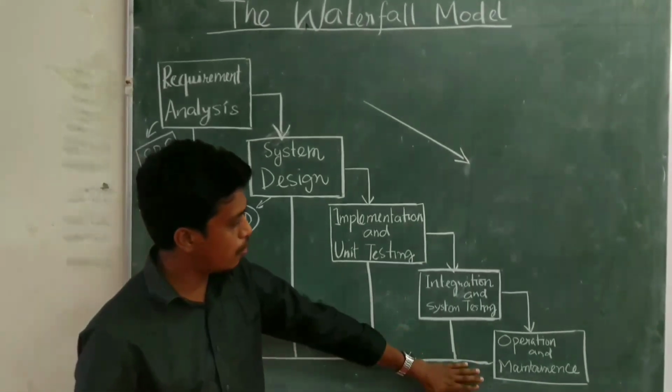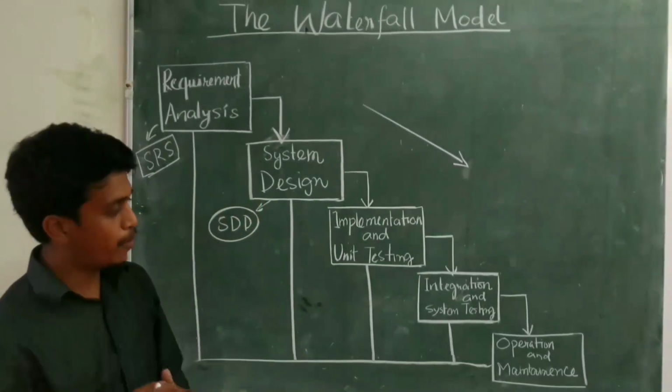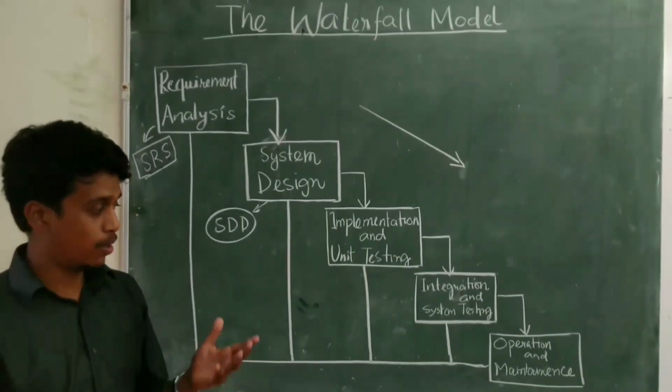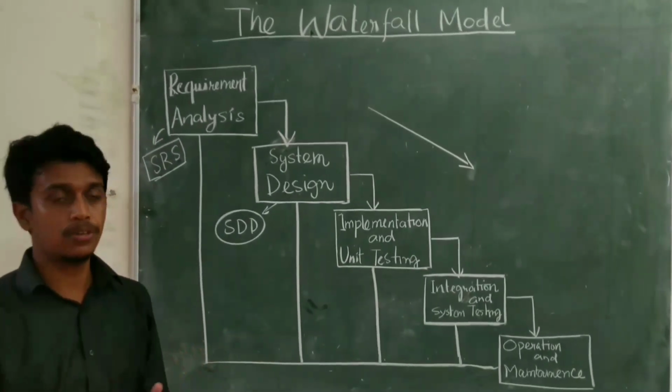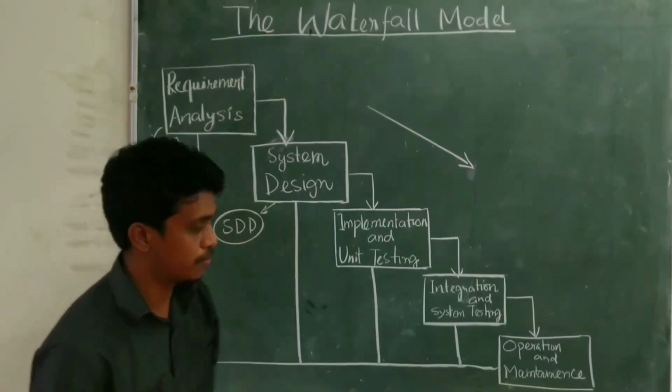After that, we go to operation and maintenance. It is the last, or bottommost, stage, because in operation and maintenance we see whether the software is working or not, and whatever maintenance components are required. So we discuss all these things over here.